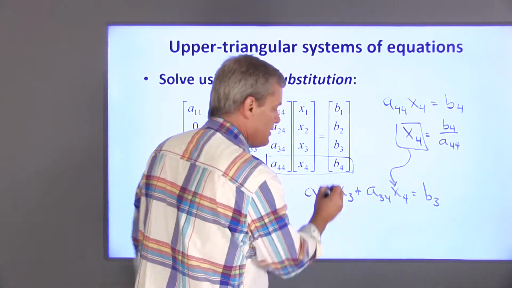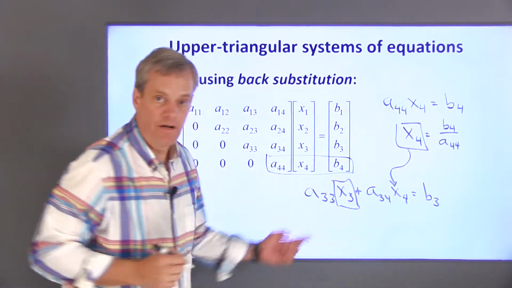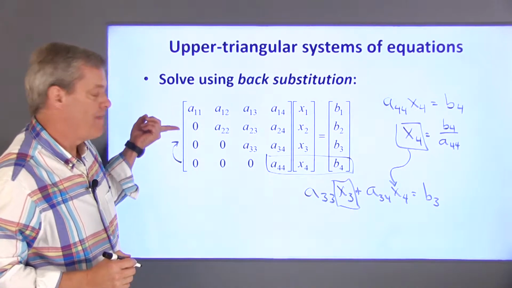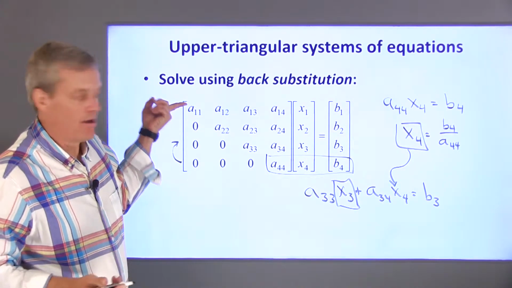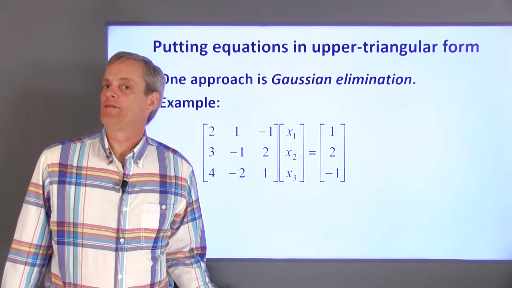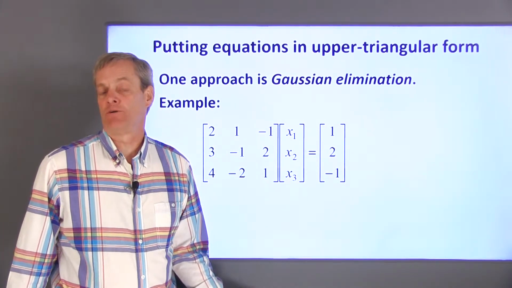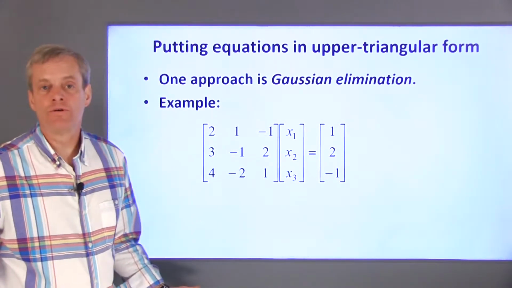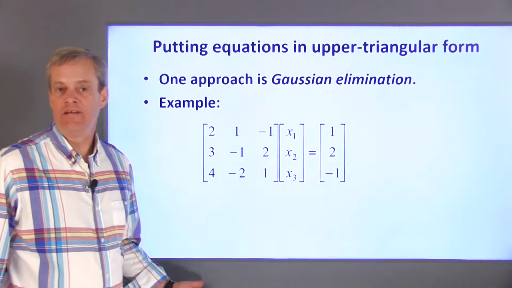This number goes here, and we can very easily solve for x3. We just proceed backwards through the matrix this way to get all of our unknown values. There are a variety of ways to rewrite a matrix so that it's in upper triangular form. One approach to doing this is called Gaussian elimination.